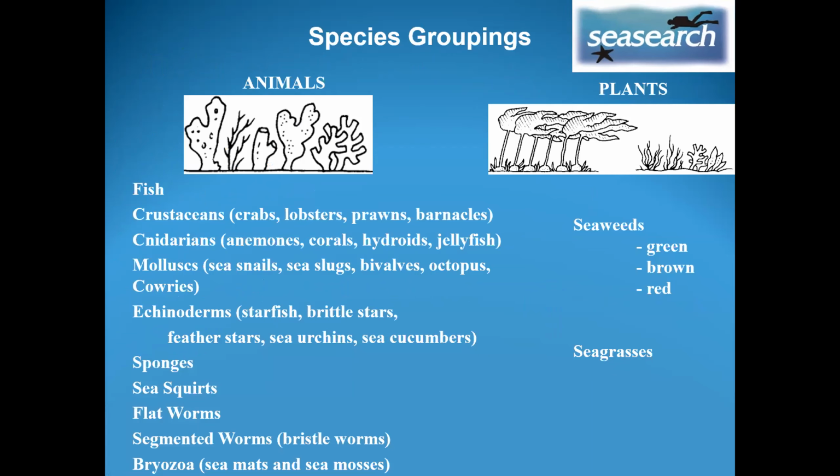If you look at species groupings, I find this quite humorous to an extent. When I started diving and I started thinking about ID, I thought about fish. Fish is what I was like. I thought it was going to be straightforward, but you've got fish, crustaceans, which is the crabs, lobsters, prawns, barnacles, all that kind of stuff. Cnidarians, the anemones, which include corals, and hydroids, and jellyfish. You've got the mollusks, which are snails, sea slugs, bivalves, and include things like octopus and cowries. You've got the echinoderms, starfish, brittle stars, sponges, sea squirts, flatworms, segmented worms, and bryozoans.